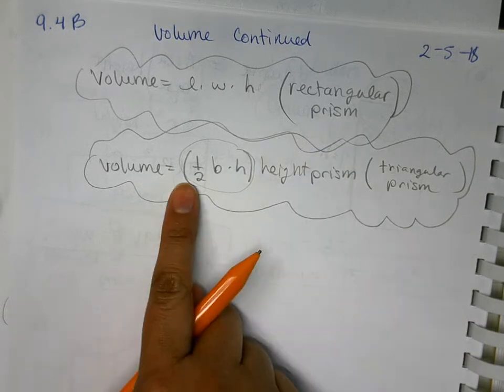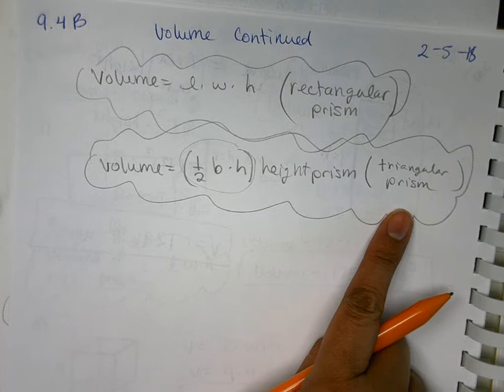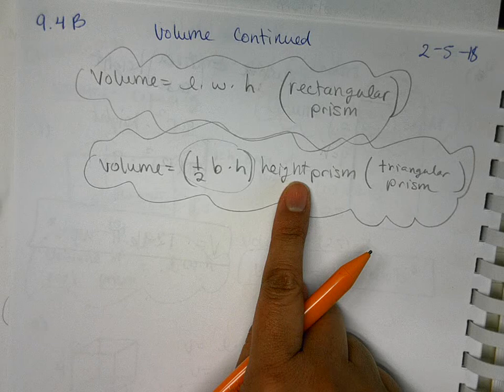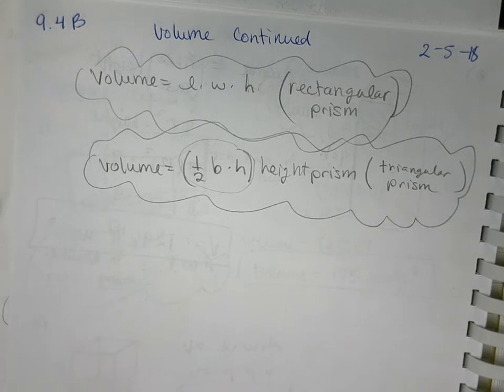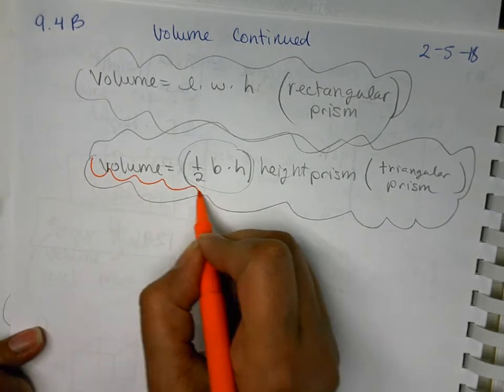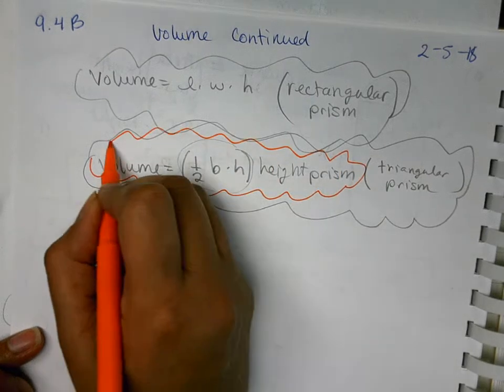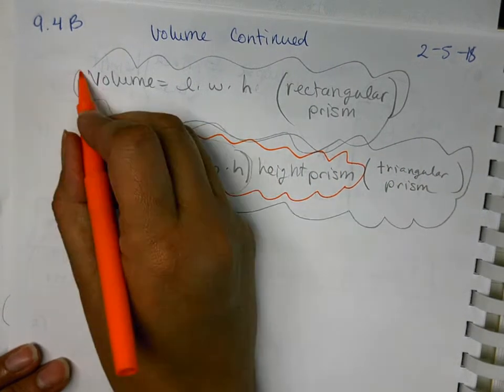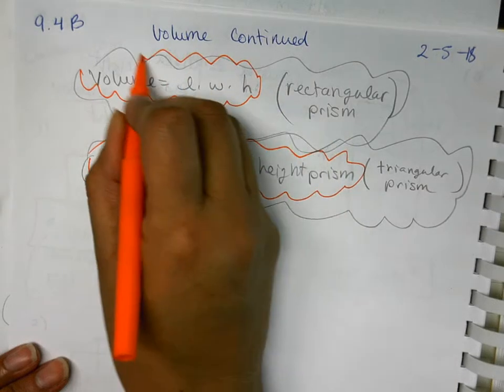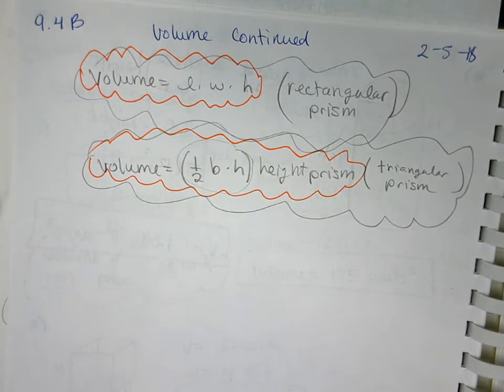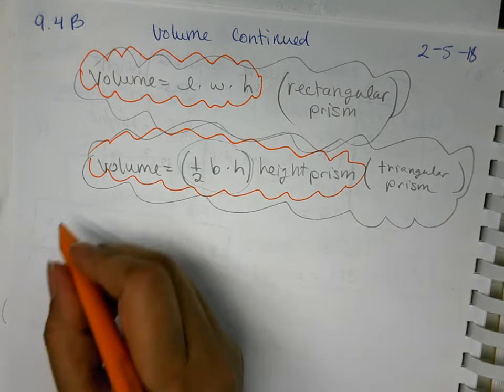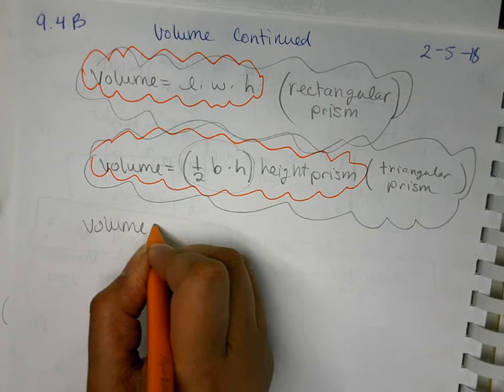All right. Length times width times height for a rectangular prism, which includes square prisms and cubes. 1/2 base times height. Triangular prisms. I'm sorry, 1/2 base times height times the height of the prism. I am going to fix this because it looks like that's a multiplication. So let me fix a better way to write this. This is the formula here, and it's used for triangular prisms. This is the formula here, and it's used for what? Rectangular prisms.